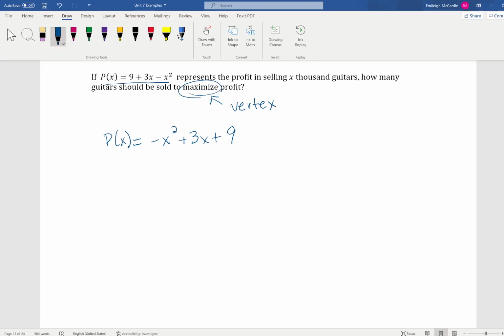Now, it's telling us in the problem that x represents the number of 1,000 guitars. So x is in 1,000 guitars. And it's asking us how many guitars should be sold to maximize the profit. So it's not asking for the maximum profit. It's asking for how many guitars need to be sold in order to get that maximum profit. So what it's really asking for here is the x value of that vertex.